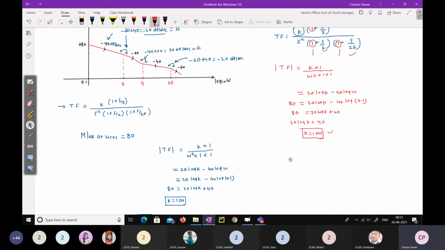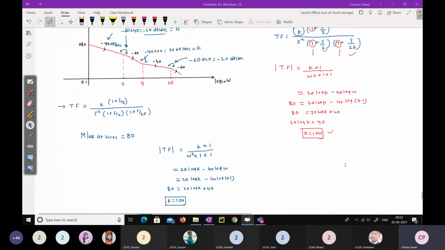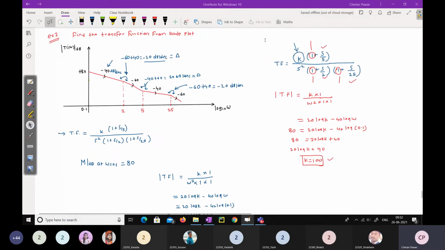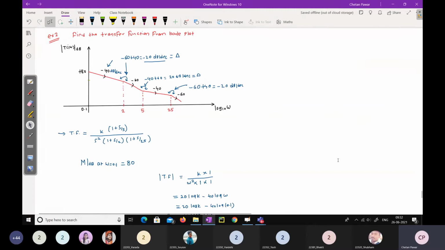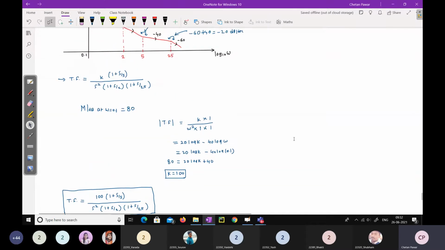Okay, then put it in the transfer function. So you get the final transfer function, that is 100 into (1 plus s by 5) by s square into (1 plus s by 2) into (1 plus s by 25). So like this way you can find out the transfer function from the Bode plot. Any doubt here? Have you understood? Can we proceed?